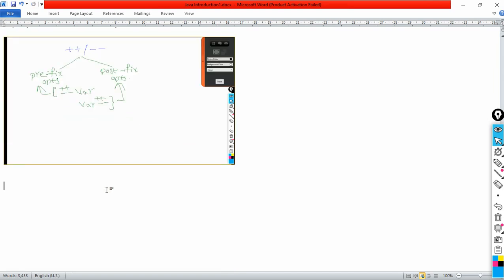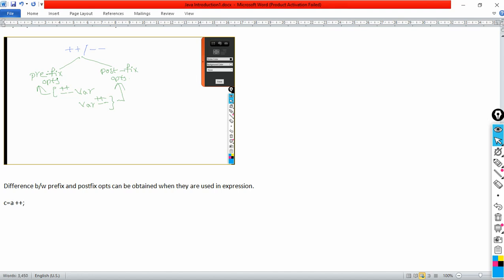The difference between prefix and postfix operators can be obtained when they are used in an expression. What is an expression? Like c is equal to a plus plus, like this expression.